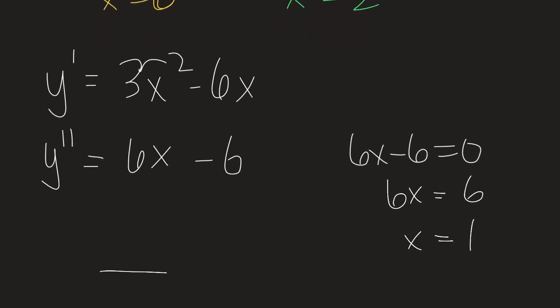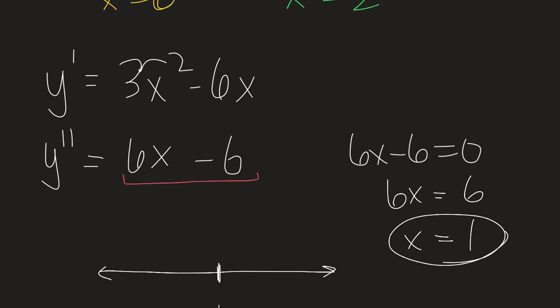Okay, and we can do this by making a nice sign analysis. We can always make a sign analysis using our critical point, which was 1 in this case. 1 is your critical point. We plug in a number to the left of 1 and a number to the right of 1 and see if we get a positive or a negative value. So if we plug 0 into our second derivative, 6 times 0 minus 6 is a negative value. And if you plug in a positive 2, we get 12 minus 6, which is 6, a positive value.